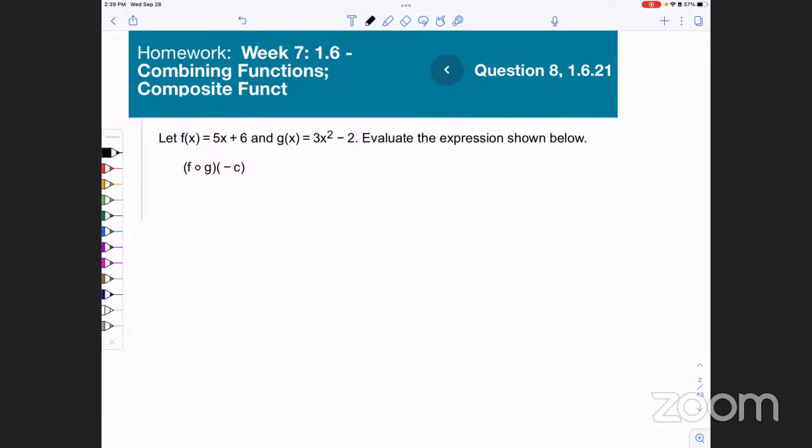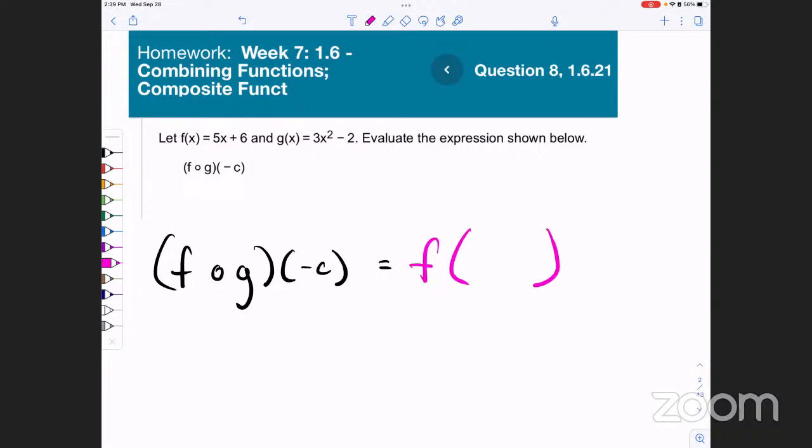Okay, so let's start here. We're asked to find f of g of negative c. Again, that circle means the second function inside the first function. That's not multiplication. None of this is multiplication here. So again, this means f of g of negative c. All right, second function inside the first function.